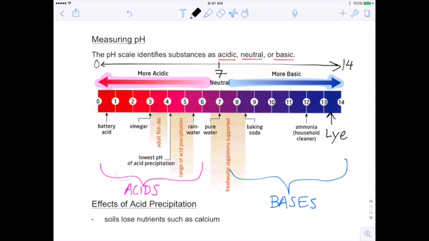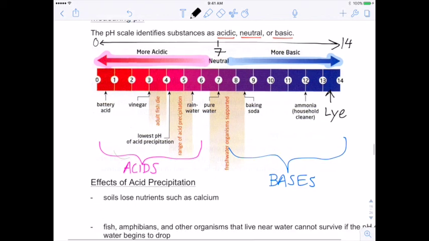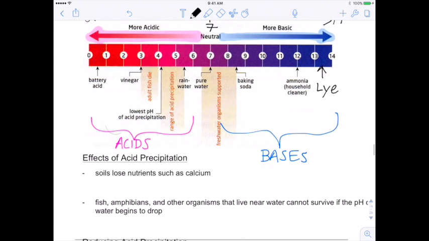So if the rain that hits the earth is acidic, if we have acid rain, what effect does this have on our ecosystem? Well, number one, soil loses nutrients, especially calcium. Acid rain dissolves calcium from our soil, and calcium is an important nutrient in plant growth.